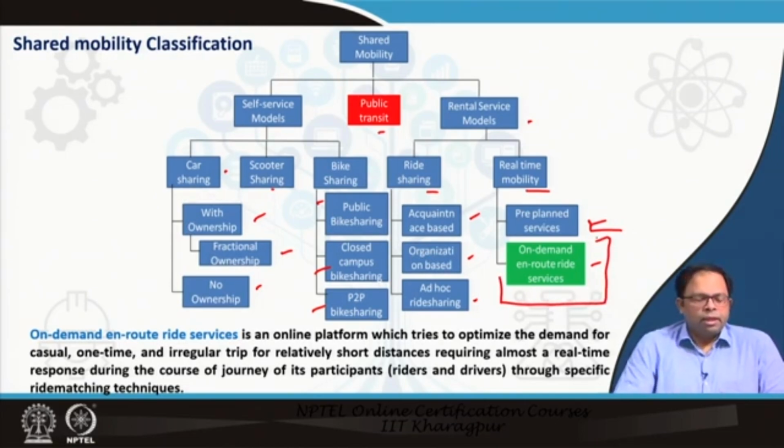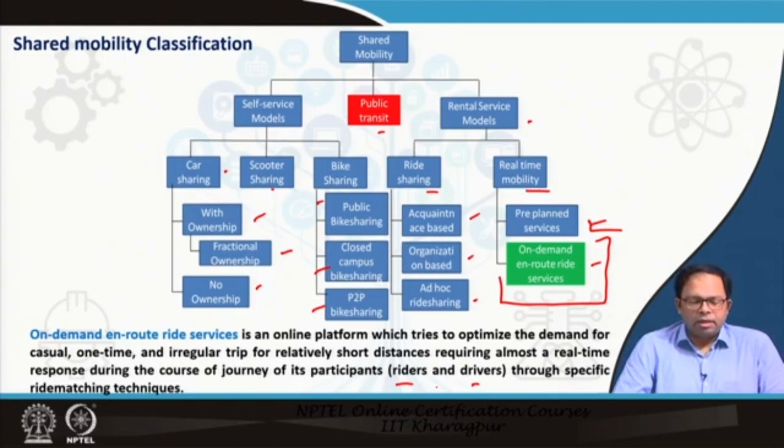So on-demand en route ride services is an online platform which tries to optimize the demand for casual, one-time and irregular trips for relatively short distances, requiring almost a real-time response during the course of the journey of its participants, both the riders and the drivers, through specific ride matching techniques. So there are two stakeholders, the rider and the driver. The driver is already in the vehicle, the rider gives a request and the driver is matched with the rider, and that is why it is called ride matching, and then they go to a particular destination as per the demand of the rider.